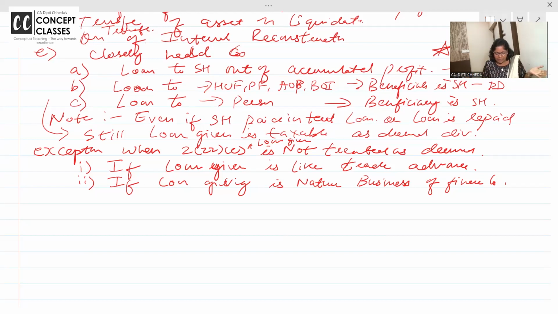So even if the private company has given a loan, but it is in the nature of trade advance. You know, sometimes we give advance to get the business. It's not a loan. Second is, if loan is given by a closely held company, but giving the loan is their natural business. उनका काम ही है business financing का. Then it is not treated as deemed dividend. Let me read all this from here and it will be very clear.